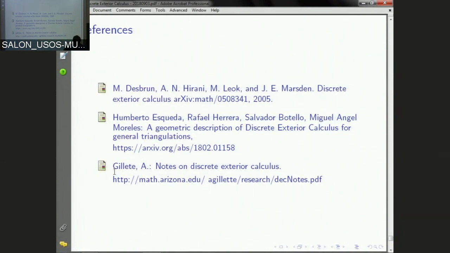The notes that were most useful to learn this method in the first instance were the notes of Andrew Gillette, also available online. And most of what I've said here and more things are contained in this paper that we wrote recently with two colleagues and one student who implemented the first versions of Discrete Exterior Calculus.